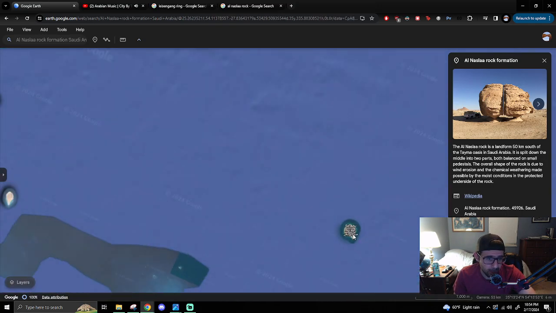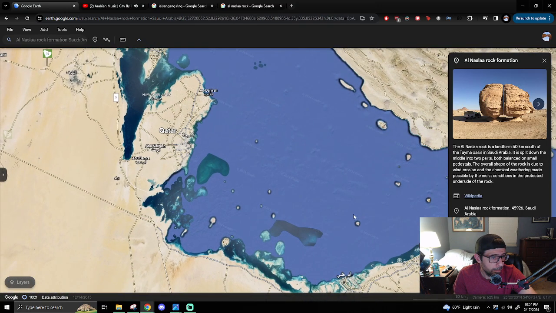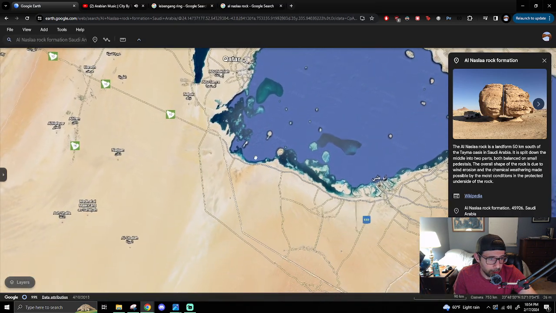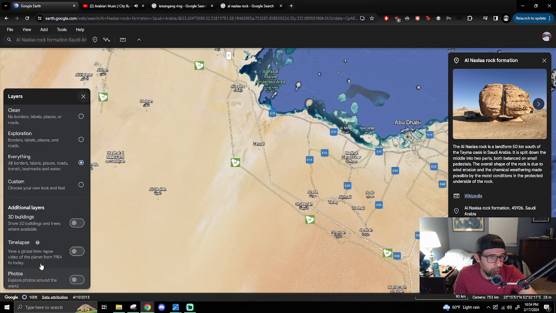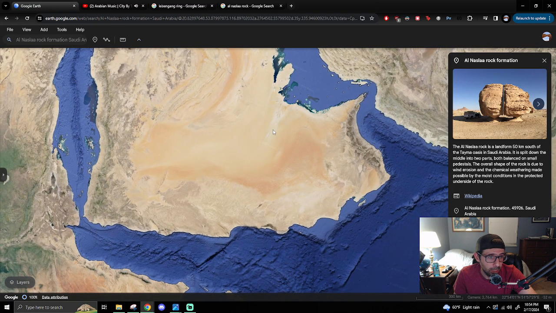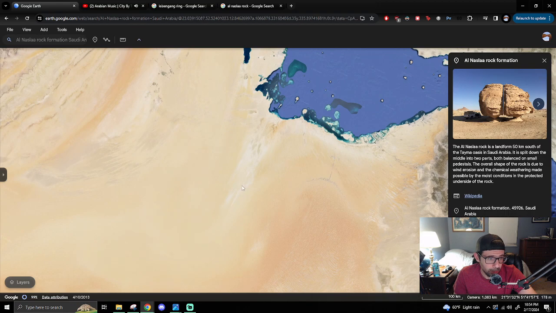Whoa. This one seems to want me to look this way. Let's see what that's pointing at. It seems to be pointing at whatever is there.